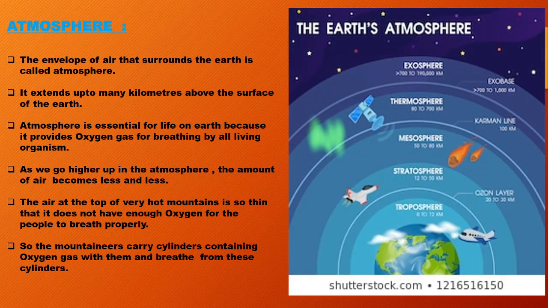Next, we are coming to the concept of atmosphere. This is the layer of the earth actually. That means the envelope of air that surrounds the earth. Here in the diagram, in the picture, you can see there are different layers which are surrounding the earth. The first one is the troposphere, then the stratosphere, then the mesosphere, then the thermosphere, and then ultimately the exosphere. So this extends up to many kilometers above the surface of the earth.